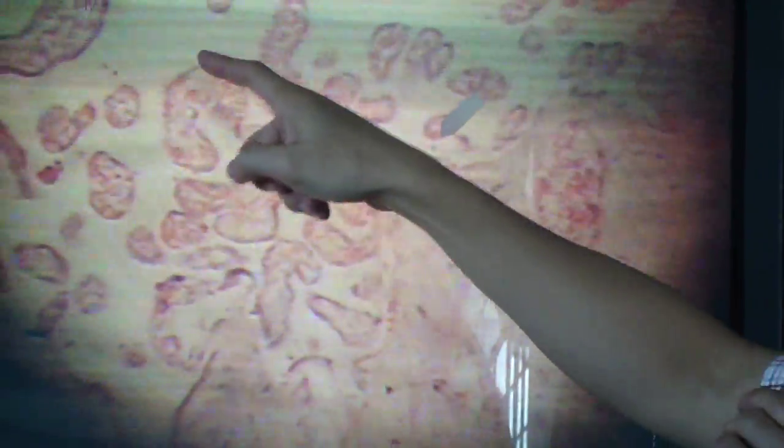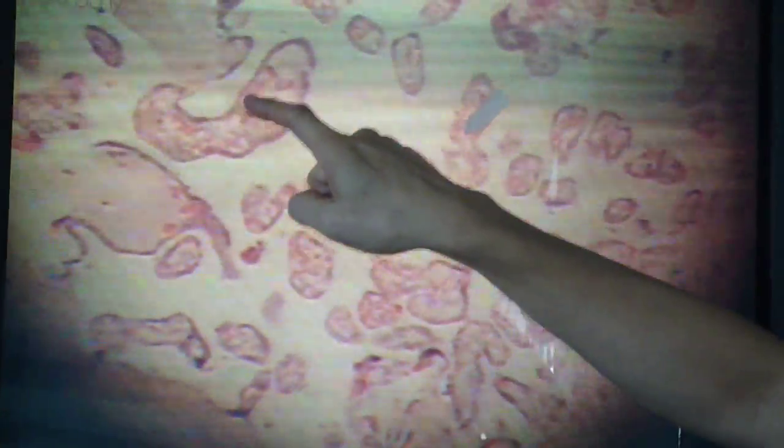The next slide is an old slide for you. This is the placenta. Find here the chorionic villi, the floating villi. They are surrounded by cells that are anastomosed to each other, syncytial cells. They are called the syncytiotrophoblast, the one that is responsible for the secretion of human chorionic gonadotropin.